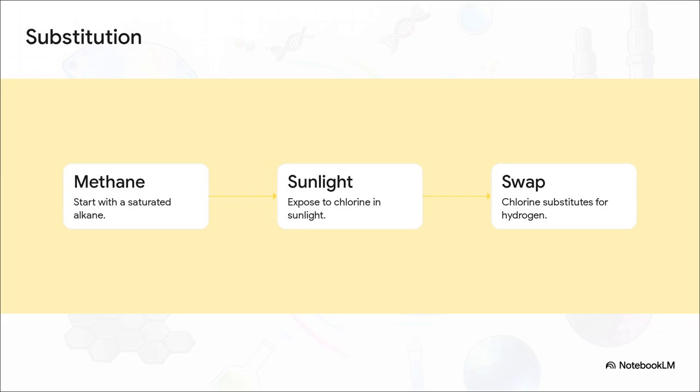Finally, we have the substitution reaction. This happens in saturated hydrocarbons, like methane. If you expose methane to chlorine in the presence of sunlight, the sunlight actually provides the energy for the chlorine atoms to aggressively step in and just swap places with the hydrogen atoms. Hydrogen gets kicked out, chlorine substitutes in, and boom, you've just manufactured chloromethane.